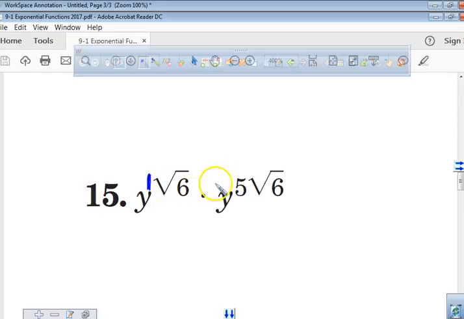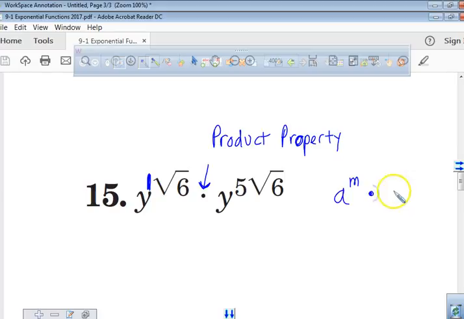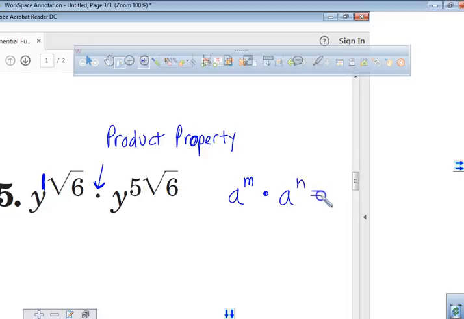Could you all put 1 in front of this radical 6, just to make it 1 radical 6? Now, anytime you see a little dot right here, that means you're multiplying. This lets you know you are not dealing with the power property. You're dealing with what's called the product property. Now, we're going to review the product property. What I want you to do on your paper right now is write this: a to the power of m times a to the power of n equals a to the power of m plus n.